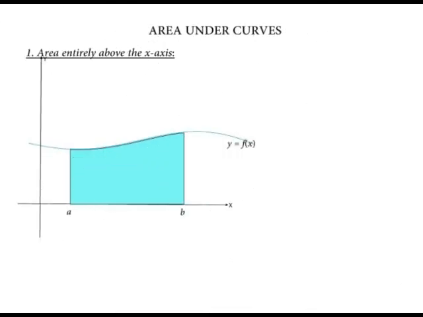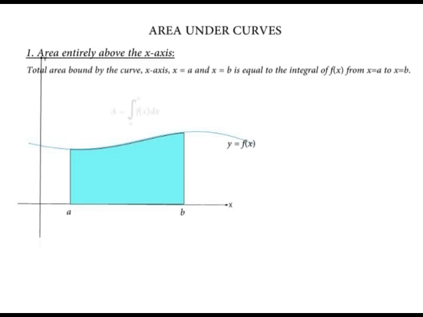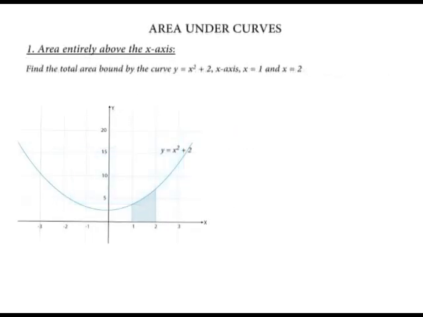Type 1, area which is entirely above the x-axis. Now if you look at this curve, y is equal to f(x) is entirely above the x-axis. In such cases, we find the area by simply finding the integral. For example, find the area bound by this curve y is equal to x squared plus 2, the x-axis, the line x is equal to 1 and x is equal to 2.